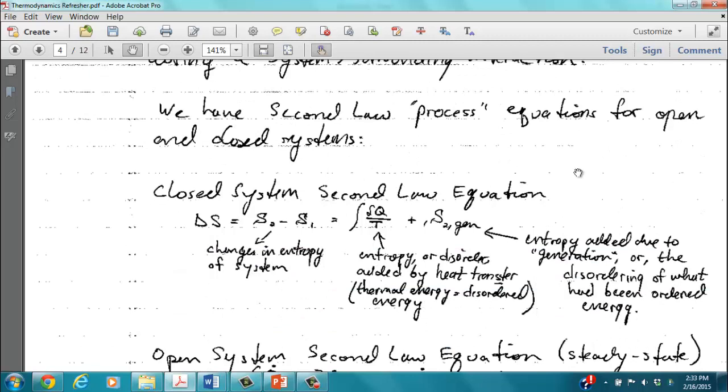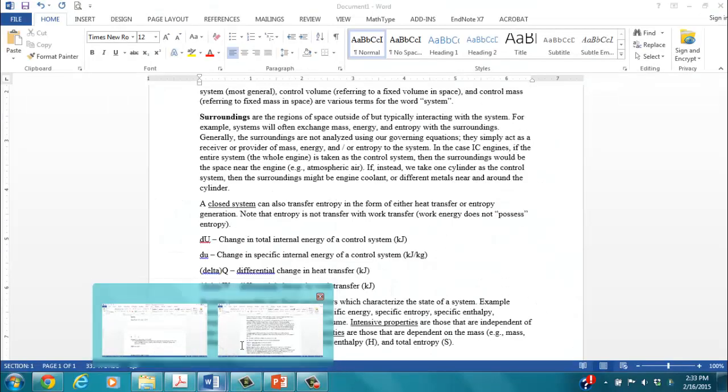Okay, so just like we have a first law equation, we also have second law process equations for open and closed systems, right? So if we're talking about a closed system second law equation, basically that looks like the following. We say that the change in entropy of the control system, which is the entropy at state 2 minus the entropy at state 1, S2 minus S1, is equal to the entropy that is added by heat transfer plus the entropy that is added due to generation.